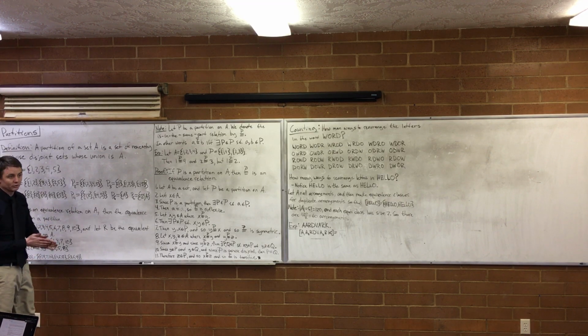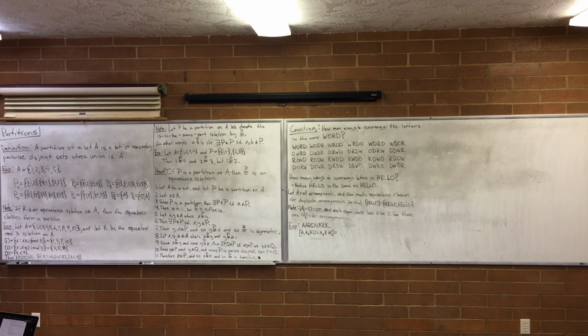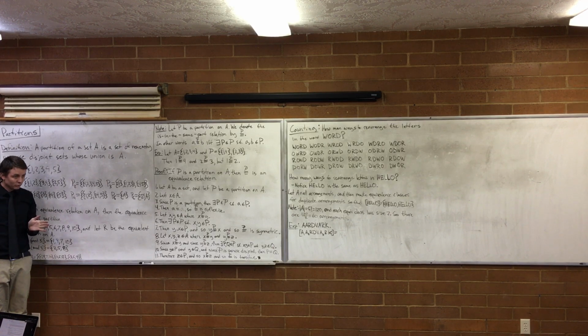So those three properties. What's disjoint again? Pairwise disjoint means no two sets contain the same element. So if I were to partition up students into classrooms, every student would be in one classroom and only one classroom.